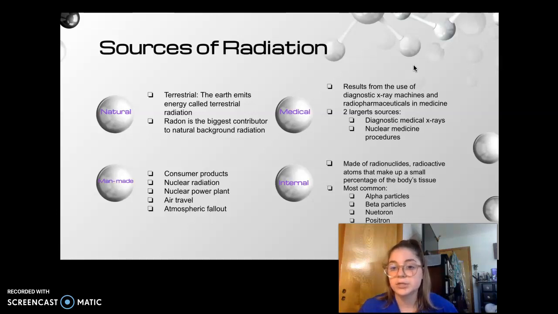And then some internal radiation is made up of radionuclides and radioactive atoms, which make up a little tiny small percent of the body tissue, which would be alpha particles, beta particles, neutrons, positrons. You get the gist.